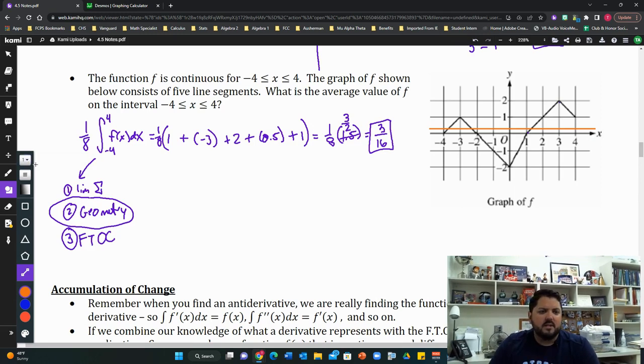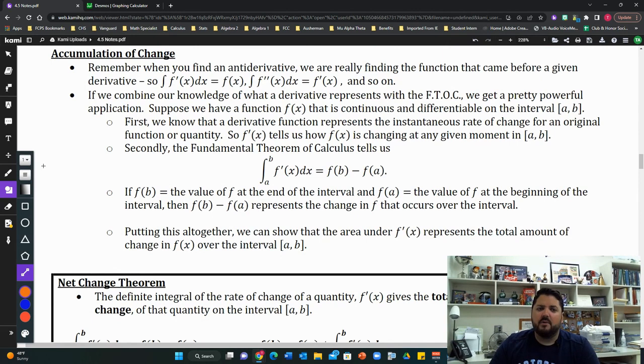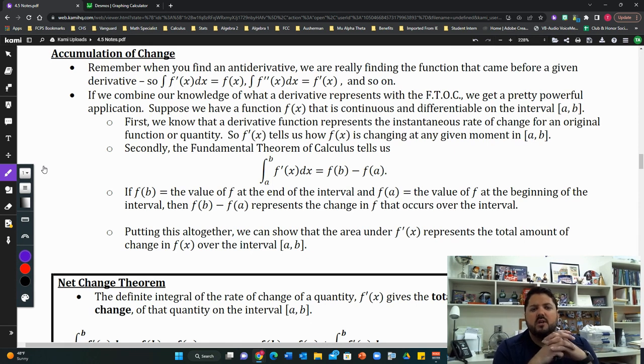All right, now our next topic, another application or another way of interpreting the fundamental theorem of calculus, is the idea of accumulation of change. So if you remember, when we find an antiderivative, what we're really finding is the function that came before a given derivative. Not every integral do we want to interpret as the function inside being a derivative. Sometimes we just want to use that function's graph to find the area under it.